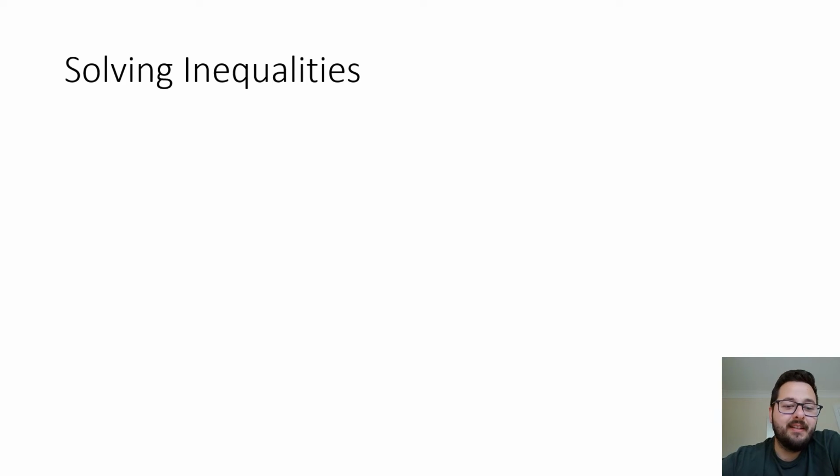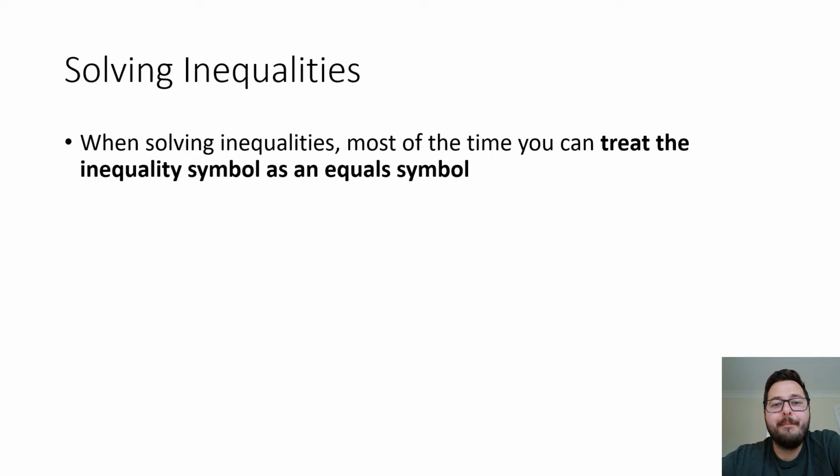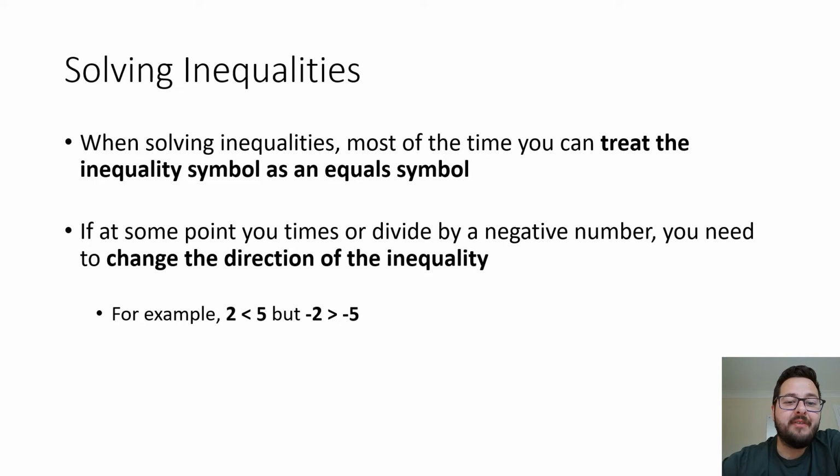So basically, when solving inequalities, most of the time you can treat the inequality as an equal symbol. There are a lot of other videos I've done on solving equations. If you've got an inequality, you can just imagine in your head most of the time that it's an equal sign. The only time you'd have to think about it any more than that is if you ever times or divide by a negative number. And normally in GCSE math, you don't have to do that. But if you do times or divide by a negative number, you just swap the direction of the inequality.